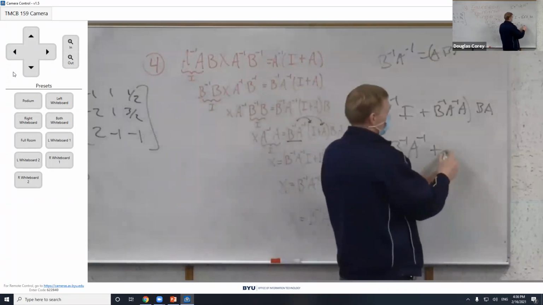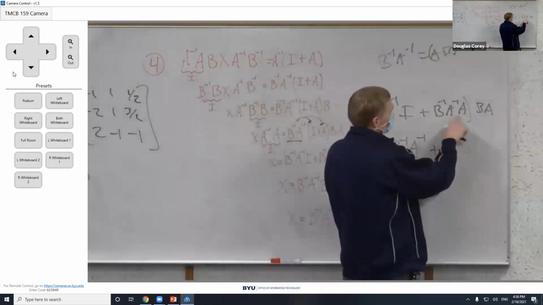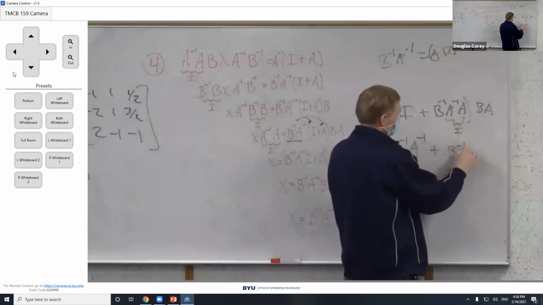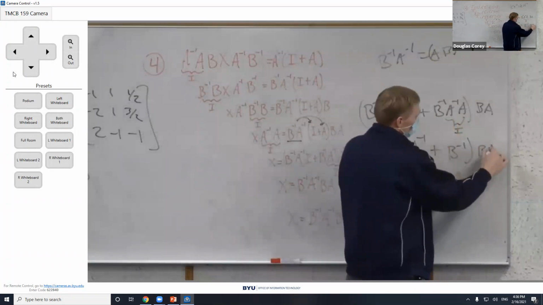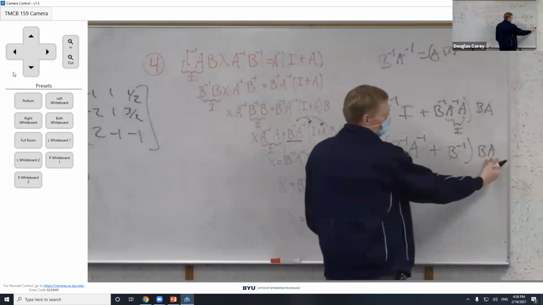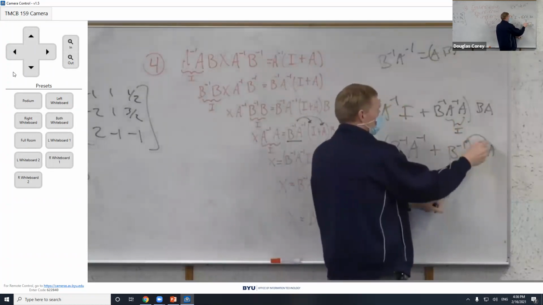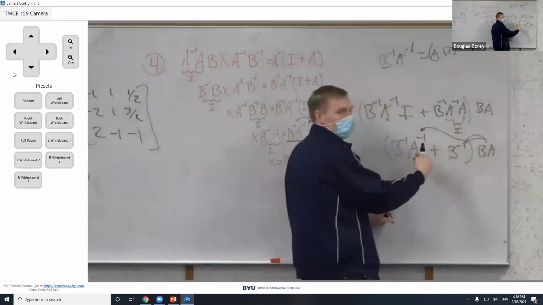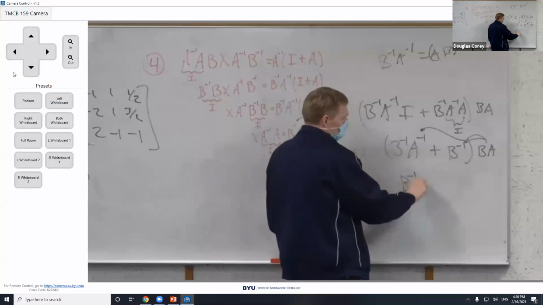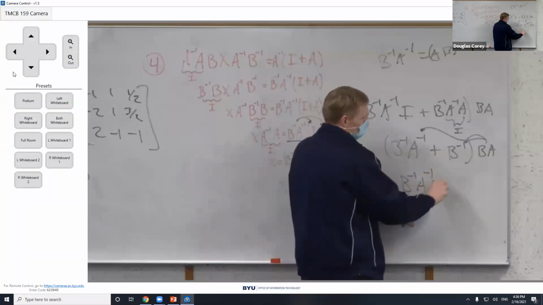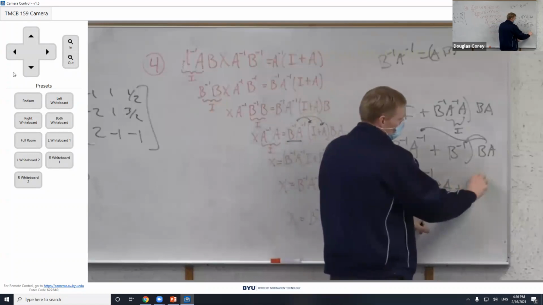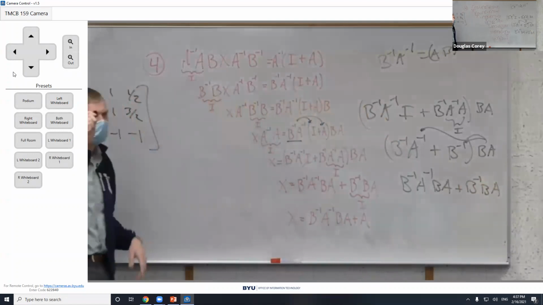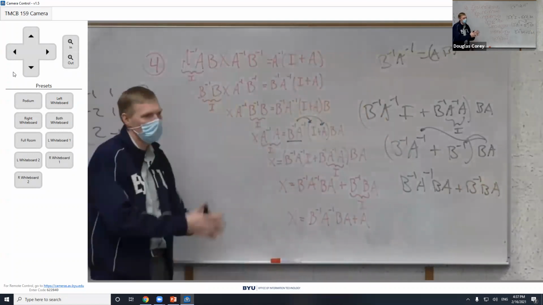Okay, and then this we can simplify to the identity matrix, and then B inverse times the identity matrix is just B inverse. And then we have BA. So if we distribute this in, we're going to be sure to keep that BA on the right-hand side of each of those terms. So B inverse A inverse BA plus B inverse BA. Okay. Caroline, does that help? Thanks for asking that question.